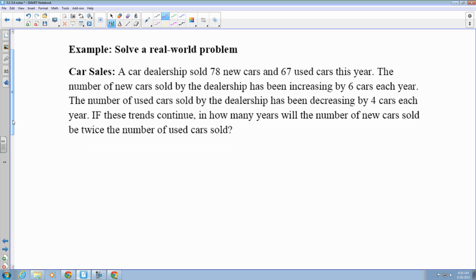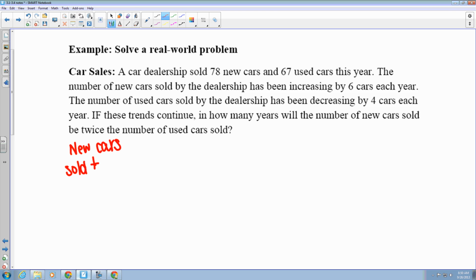Real world problem. A car dealership sold 78 new cars and 67 used cars this year. The number of new cars sold has been increasing by 6 cars each year. The number of used cars by the dealership has been decreasing by 4 cars each year. If these trends continue, in how many years will the number of new cars sold be twice the number of used cars sold? Alright, so we're going to do a verbal one first.